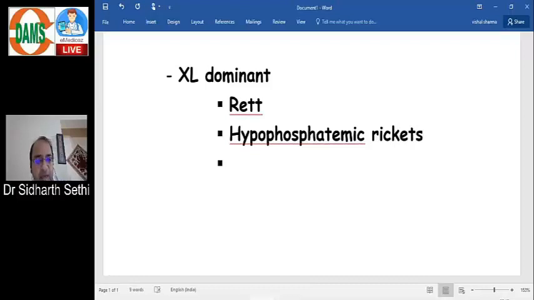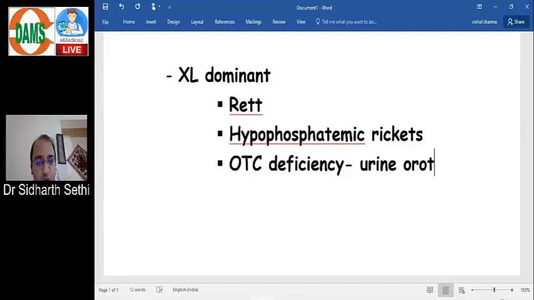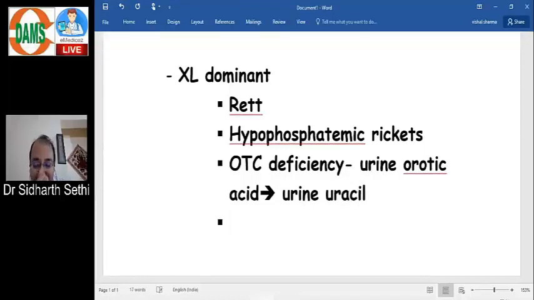Then a very important disorder today which we are talking about, OTC deficiency. OTC deficiency is X-linked dominant. Remember, this is the most common urea cycle disorder, which is severe in males. In this, these males have high ammonia. Urine has orotic acid, which gives rise to urine uracil. So remember, urine orotic acid is a precursor of urine uracil. That's very important.